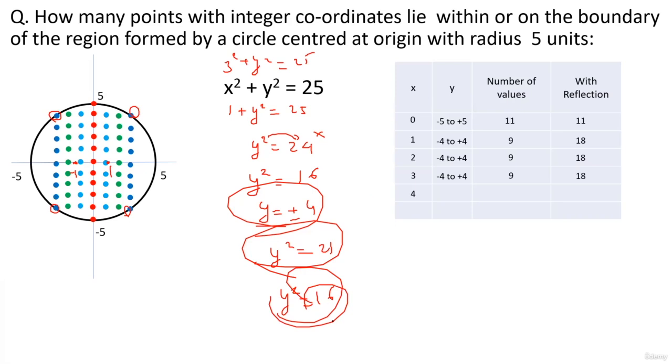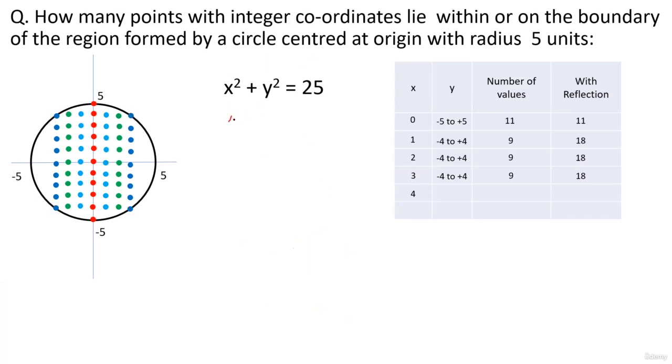Okay, next possibility, guys, if you take x equal to 4, when you do that, you will get 4 square plus y square equals 25. So 4 square is 16, y square is equal to 25 minus 16, y square is equal to 9.